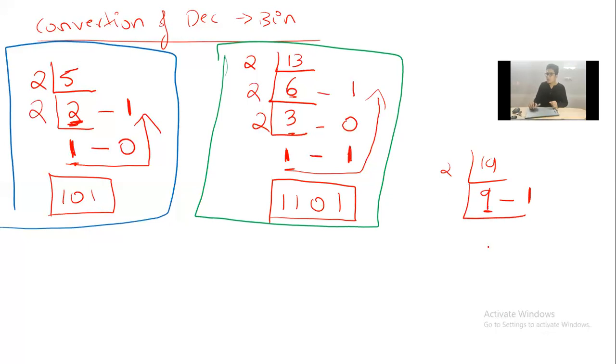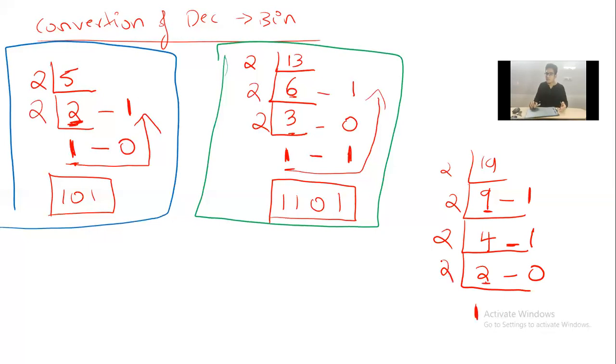2 fours are 8. What's the remainder? 1 is the remainder. Okay. Then 2 twos are 4. What's the remainder? 0 is the remainder. You have to keep on doing this procedure until you see a 1 here. Are you seeing 1? No. So you keep on doing this procedure.